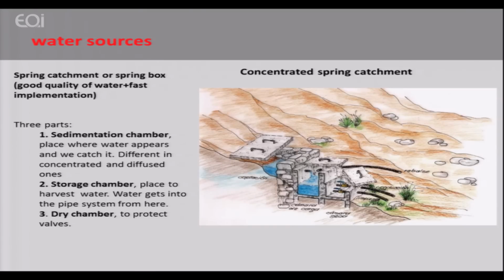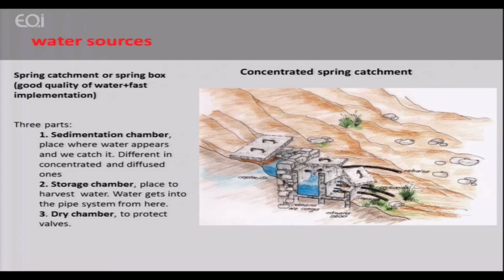When are we using a spring catchment or spring box? We are using it in concentrated springs. So what is a concentrated spring? It's a spring where the water comes in a point. Okay, not in an area, but in a point. The water is appearing just in this point, in the mountain. Okay, then you will see the other example.